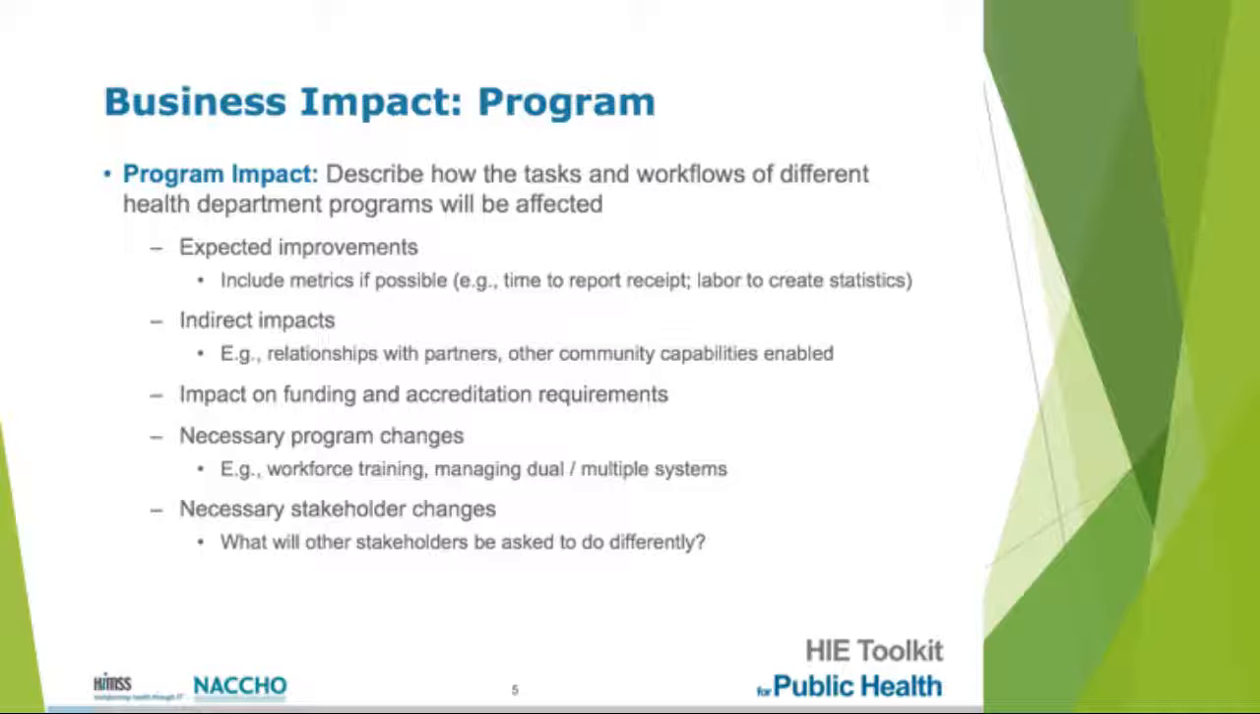The next section is the business impact at the program level. This describes how the tasks and workflows of different health department programs will be affected. It includes expected improvements, and if possible, metrics should be included, indirect impacts, such as relationships with partners or other community capabilities that will be enabled, impacts on funding and accreditation requirements, any necessary program changes, such as workforce training or managing dual or multiple systems, and necessary stakeholder changes. What would other stakeholders be asked to do differently?